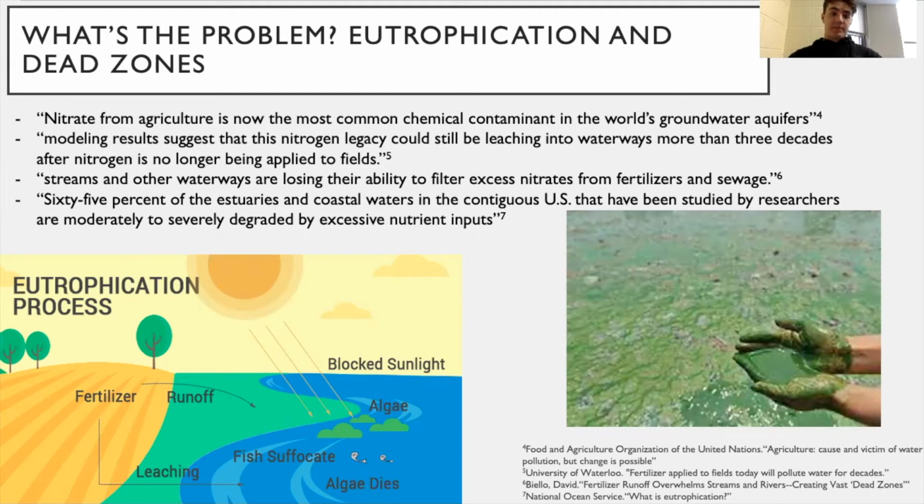On top of that, streams and other waterways are losing their ability to filter excess nitrates from fertilizers and sewage. This means that the more nitrates and fertilizers we put in, the worse the stream is going to be able to handle these, and the entire process of denitrification falls apart. 65% of the estuaries and coastal waters in the contiguous US that have been studied by researchers are moderately to severely degraded by excessive nutrient inputs. This is not a small problem. This is not a localized problem, but across the entire world.